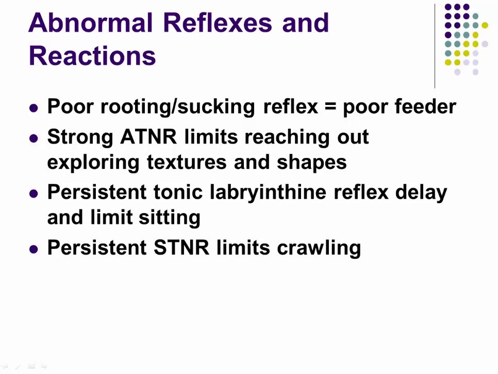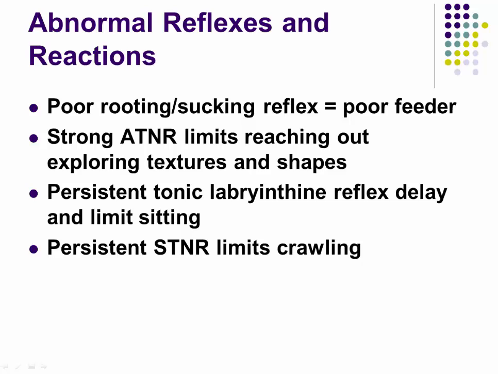For example, if a child has a poor rooting and sucking reflex, they're going to be a poor feeder. They're not going to be able to have good suck, swallow, breathe synchrony. They don't get good tight lip closure on the nipple. They're not going to be able to use their tongue to lateralize food in order to eat.